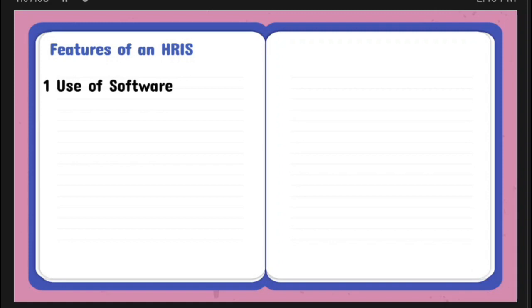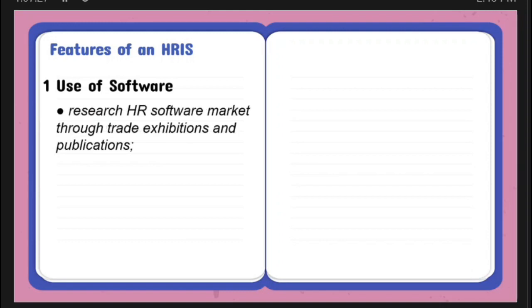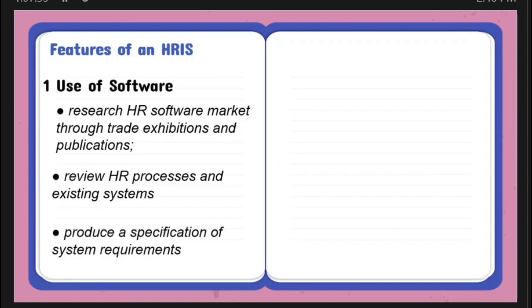Extensive customization can make future upgrades problematic and expensive, so it is important to limit it to what is absolutely necessary. If an external supplier is used, the choice should be made as follows. Research the HR software market through trade exhibitions and publications. Review HR processes and existing systems. Produce a specification of system requirements.